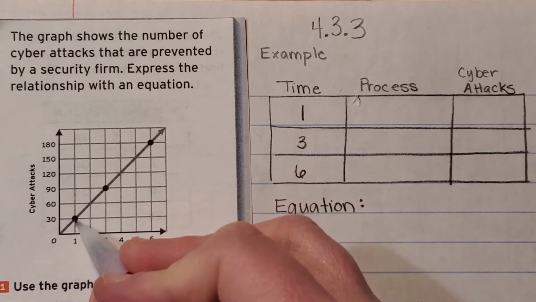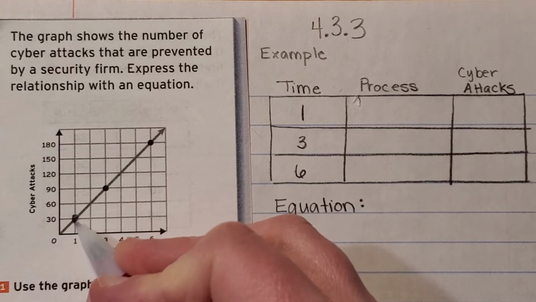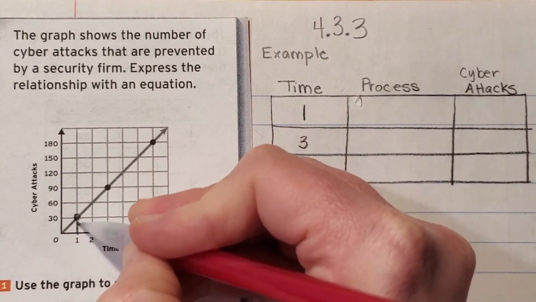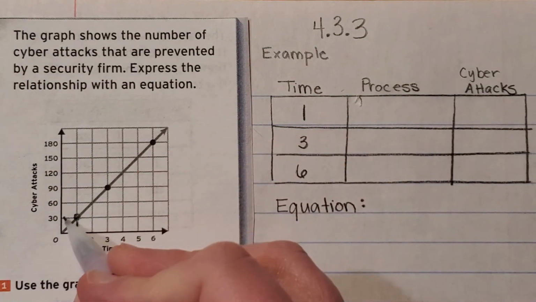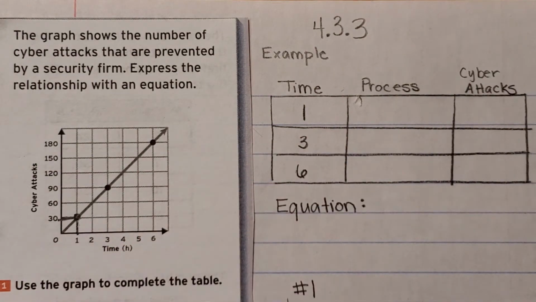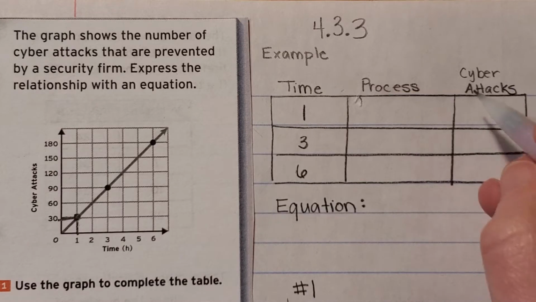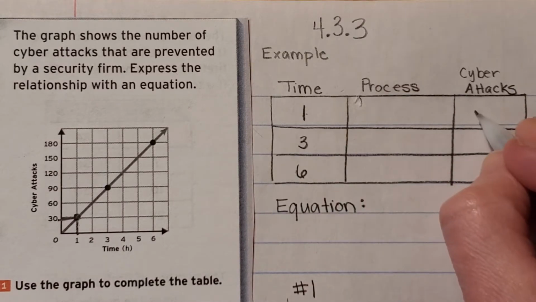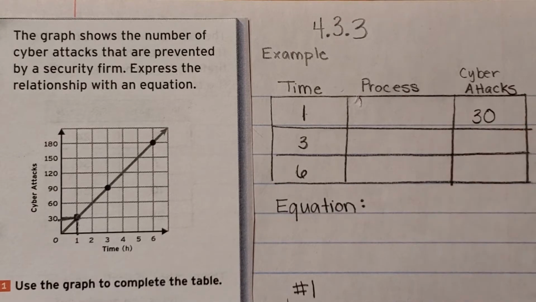This first one I'm going to mark is right here. And the data points that go with that are 1 hour and 30 cyber attacks. So I'm going to put the 30 with the 1 on my table. 1 hour goes with 30 cyber attacks. Let's look at our next data point.